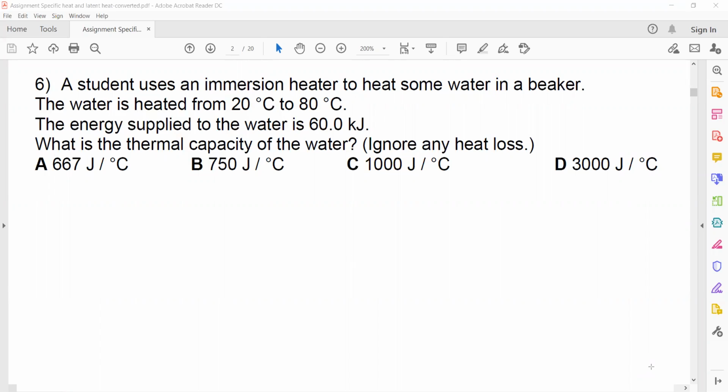60,000 divided by the change. The energy is not 60, the energy is 60,000, because it is written 60 kilo. So kilo here means 60,000. And the temperature change is 60. What's the answer? 60,000 divided by 60, 1,000 is the answer. Is this question clear? Just a direct question, so you just have to use the formula and get the answer.